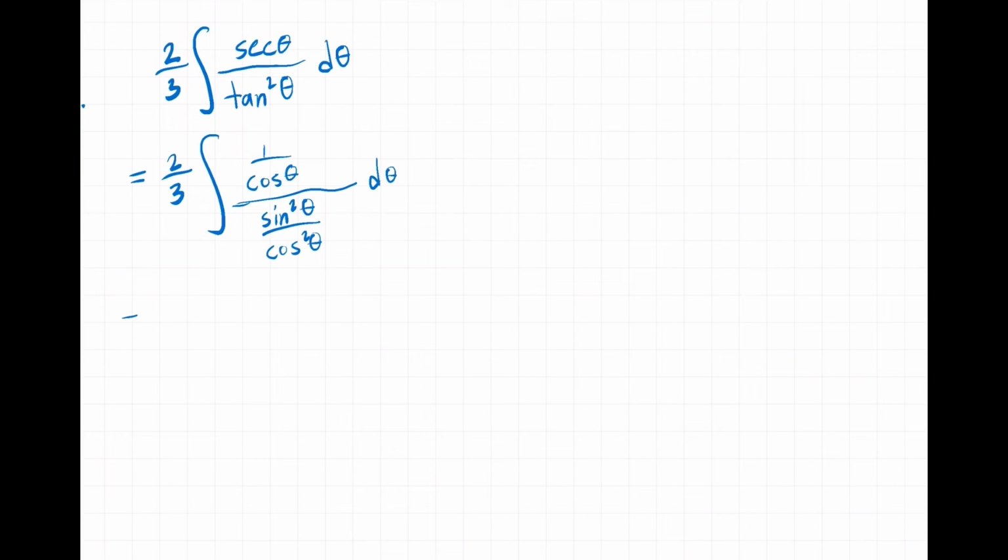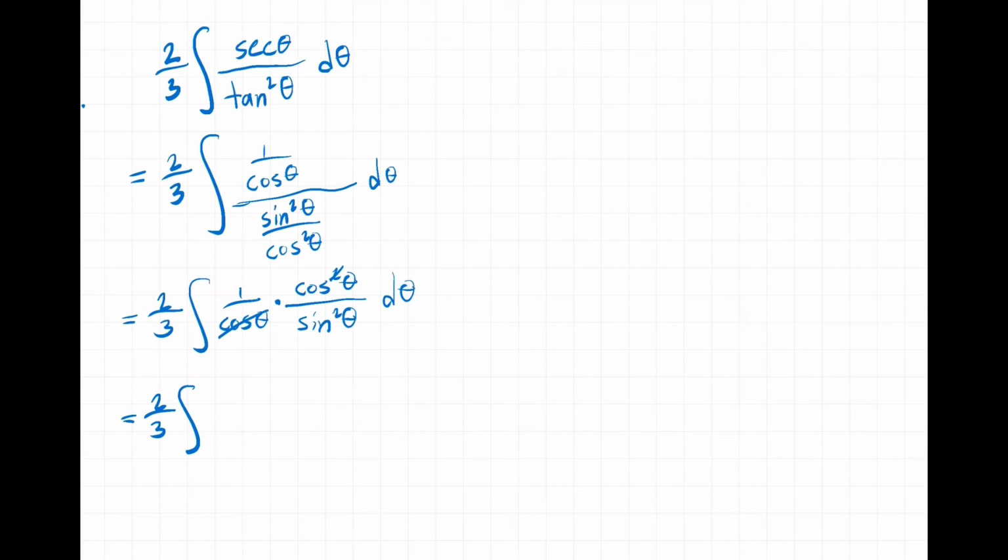So we'll just simplify. This equals 2/3 integral of, well, we've got 1 over cosine theta times the reciprocal of the bottom, so that's cosine squared theta over sine squared theta times d theta. But of course, we're dividing by cosine on the bottom here, and we also have a cosine squared theta on the top, so we can cancel one of those out. And now we have 2/3 integral of cosine of theta, d theta, I'll just put the d theta on the top there, over sine squared theta.